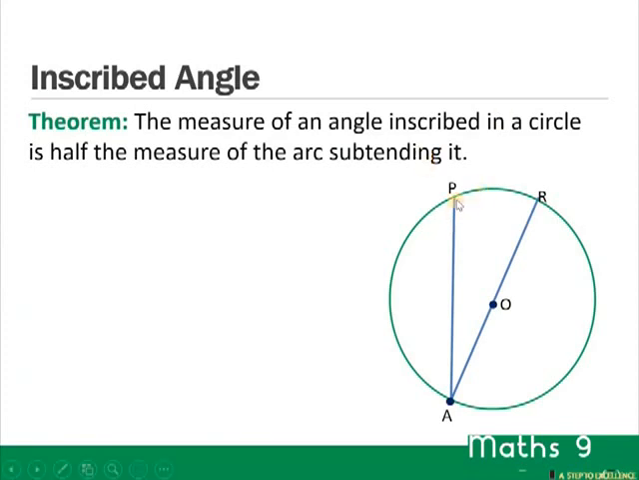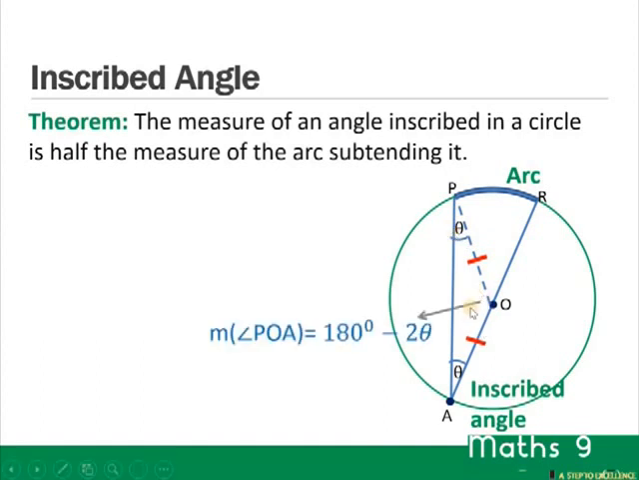On the diagram, we have the line PA and the line AR. This angle here, PAR, is the inscribed angle, and this arc here, PR, is the arc subtending it. Let's turn this into an isosceles triangle made up of 2 radii. So this angle here is also theta. Now this angle here is going to be 180 minus 2 theta, because the angles in a triangle add up to 180.